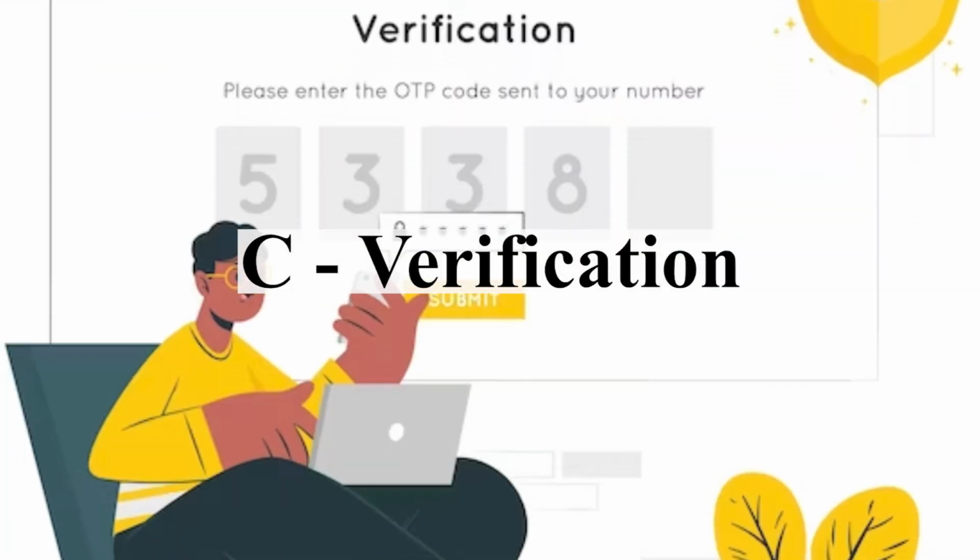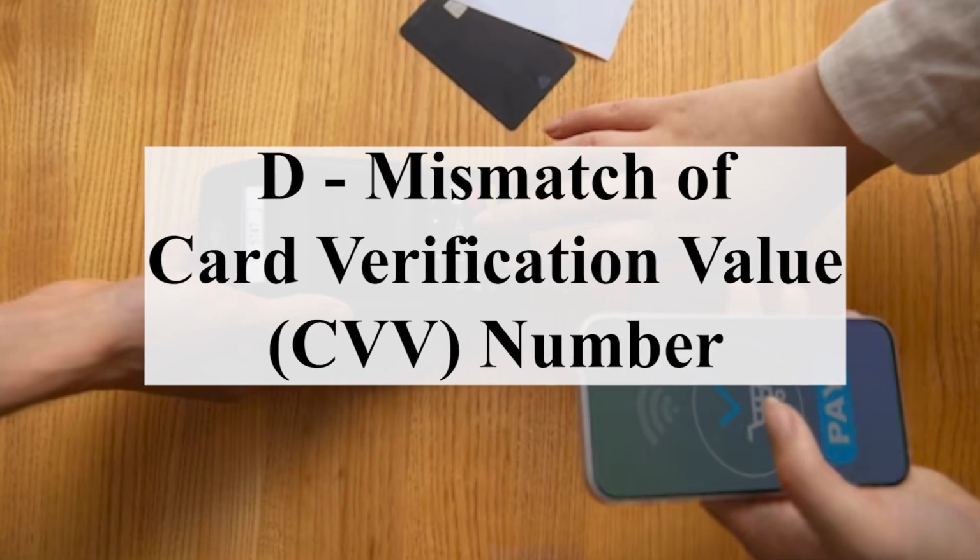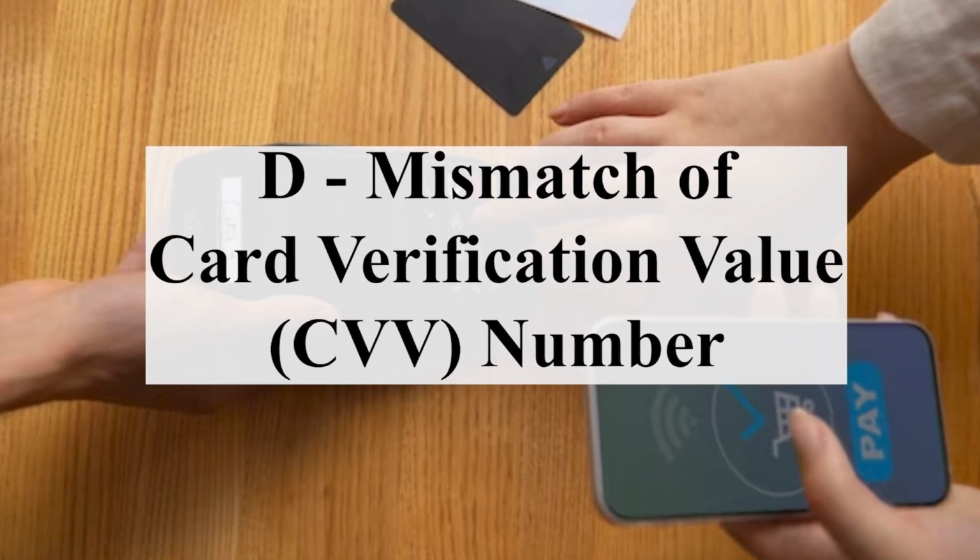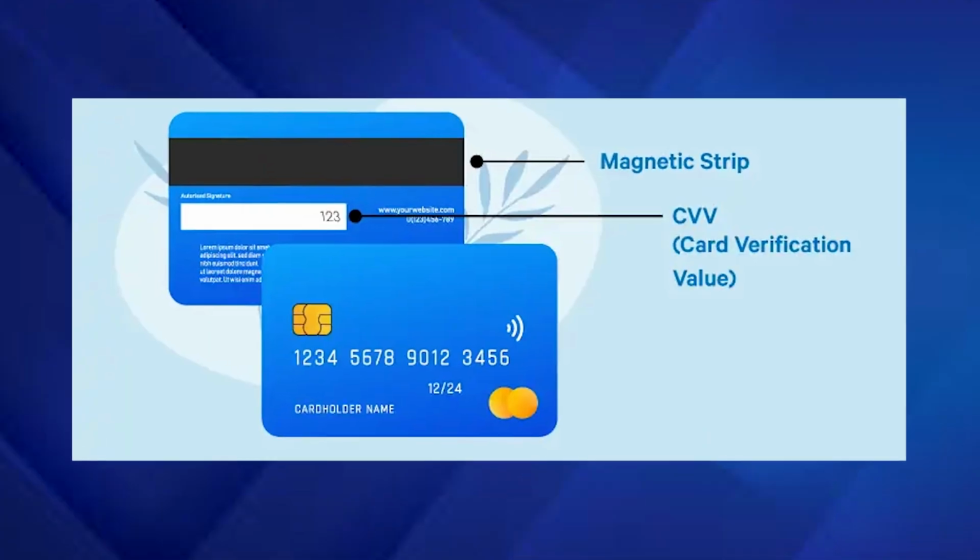C. Verification. Credit card fraud is nowadays a major and common issue. Sometimes the address verification service declines a transaction if the address given by the customer doesn't match the card detail. D. Mismatch of card verification value number. Have you ever noticed the CVV number written on the back side of the ATM card? When you go online for payments, they ask for this CVV number. The transaction may also be declined if the CVV number is incorrect. In case the account is already over limit, transaction authorization will not take place on the same day.